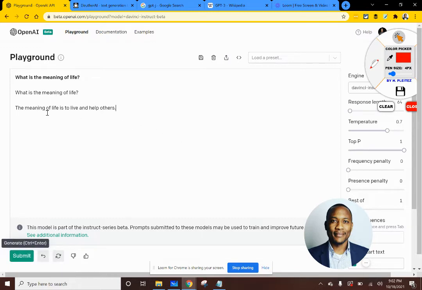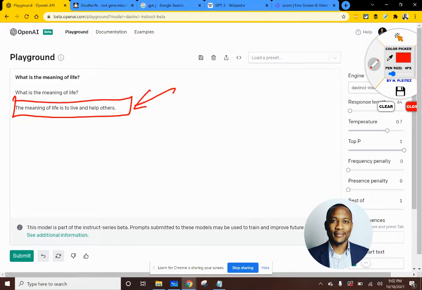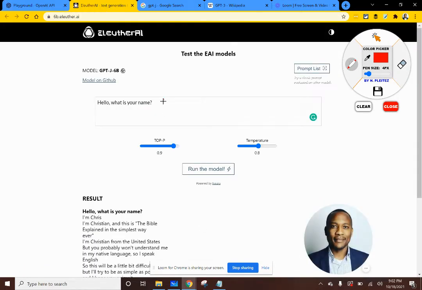What is the meaning of life? The meaning of life is to live and to help others, I guess. So in case you've been wondering what the meaning of life is, this is what GPT-3 will tell you: live and help others. I don't think a lot of people will disagree with that. Okay, so that's interesting. Now let's go over to GPT-J and see what is the meaning of life. Maybe we're going to find something here that's different.